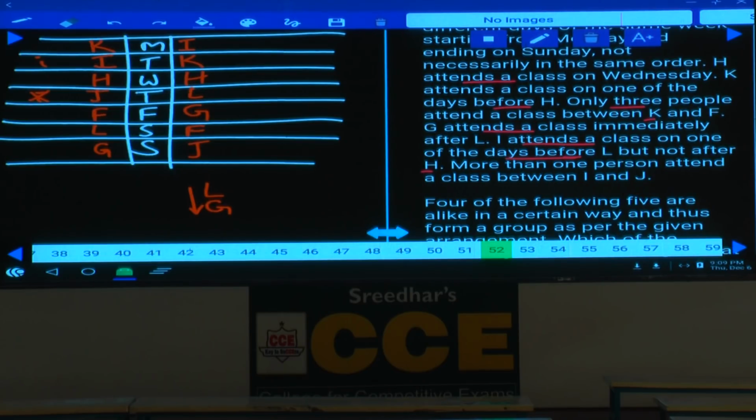Done with this? And more than one person attends between I and J. Now in this one between I and J, how many persons are there? 1, 2, 3, 4, 5 persons. More than one means either it could be 2, 3, 4, 5. But yes, here between I and J there is exactly one person. And the second case is ruled out because there is only one person between I and J. But whereas in the first case we are having some 5 persons between I and J. Hence only first case is valid, second case is invalid.